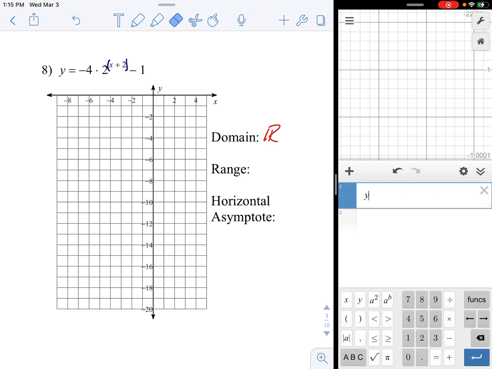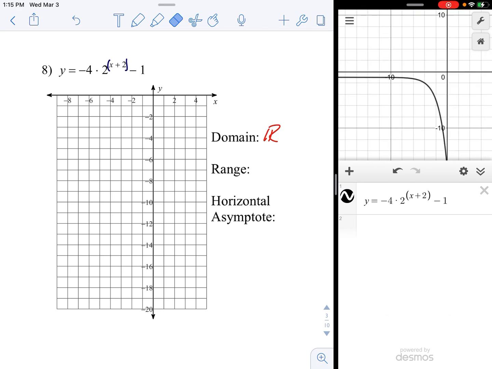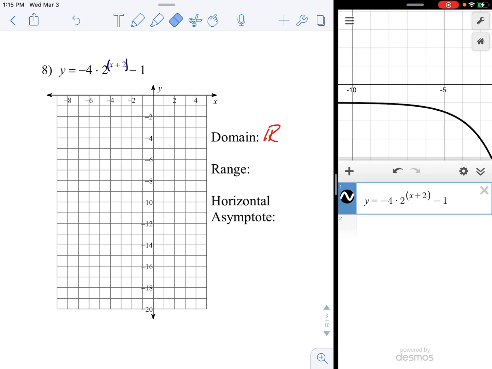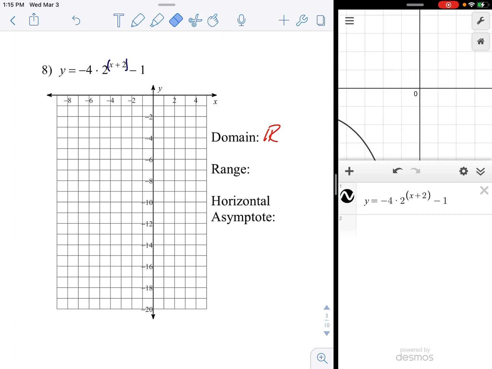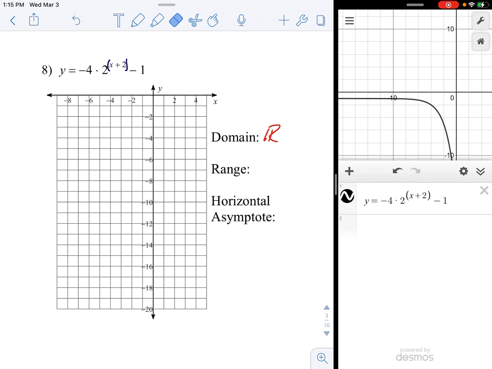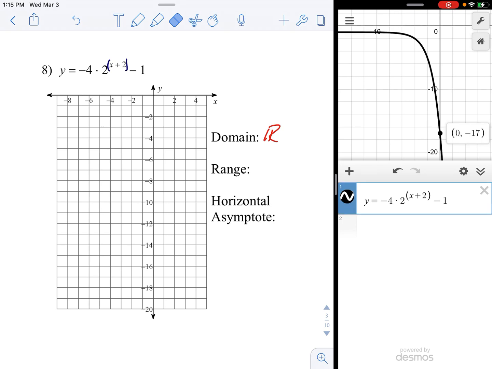So y equals negative 4 times 2 raised to the x plus 2 minus 1. And then I got to hit the home button. There we go. All right, look at this graph. That's different. It points downward. Well, can we tell what that horizontal asymptote is? I think it's going to be negative 1. Let me trace my finger around there and look at the y value, negative 1. Are there any key points I can graph? How about an intercept? Negative 17. So I definitely have an intercept here.